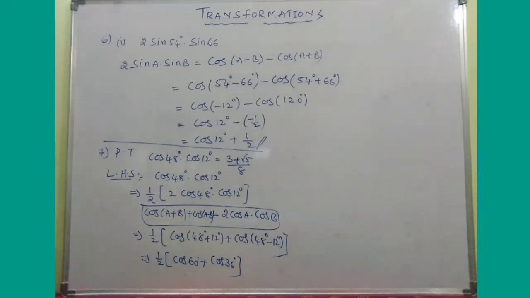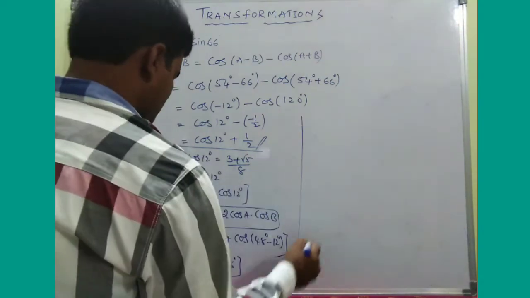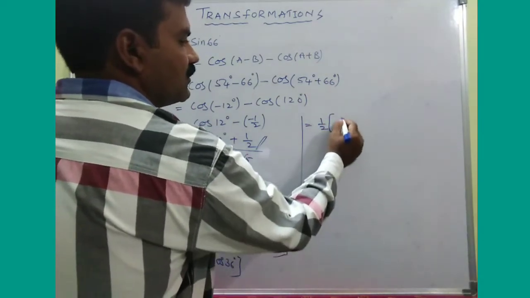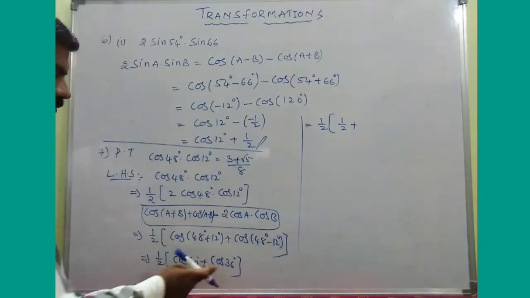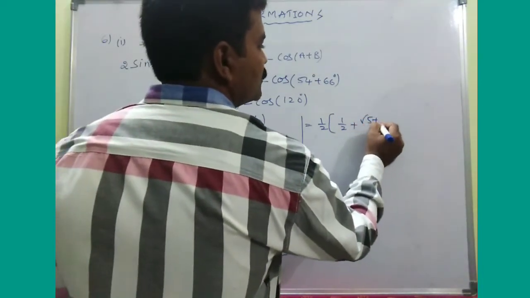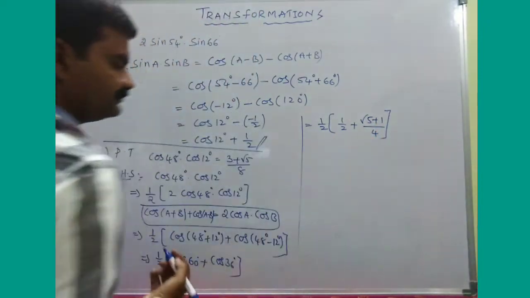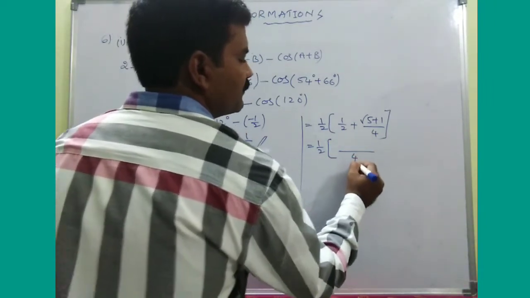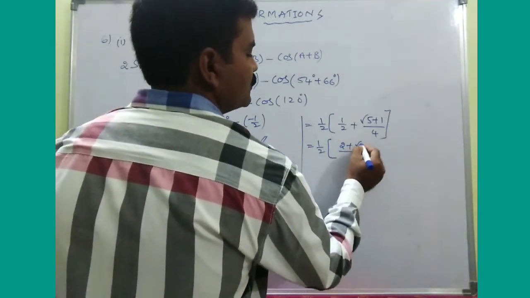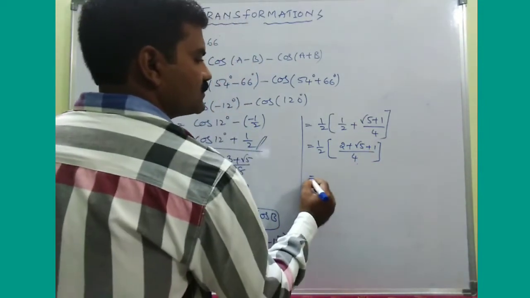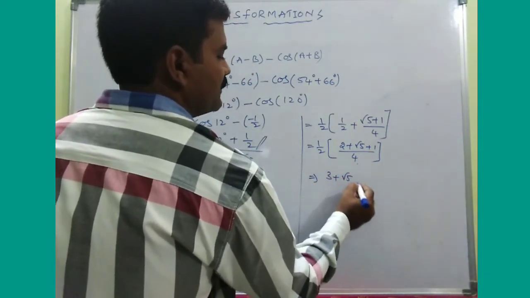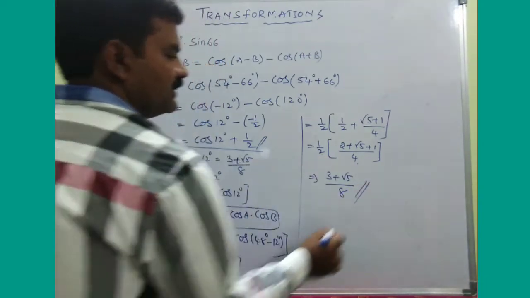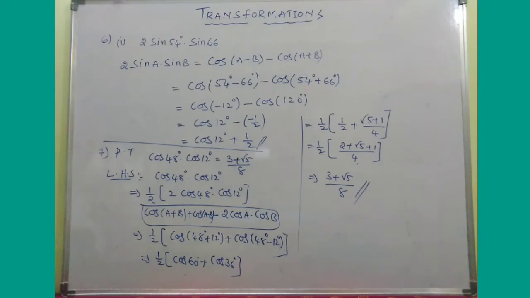We know that cos 60 is anyhow 1 by 2. But what about cos 36 degrees? See, this is equal to half into, cos 60 is also half, plus cos 36 value, (root 5 plus 1) by 4. So half into, here LCM is anyhow 4, then this is 2 plus root 5 plus 1. So the numerator can be written as 3 plus root 5, by 2 into 4, 8. So hence proved.